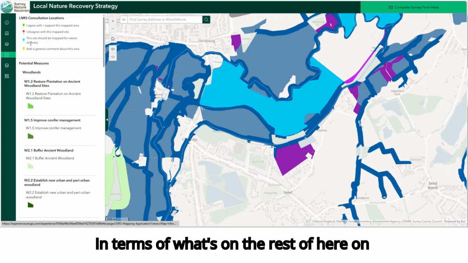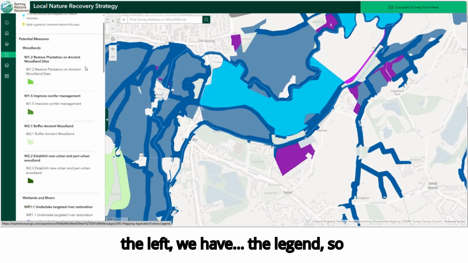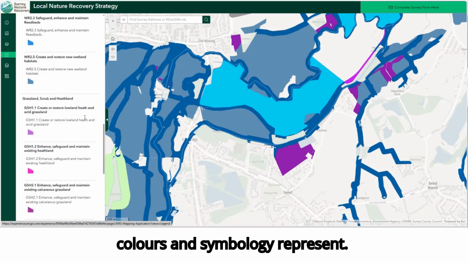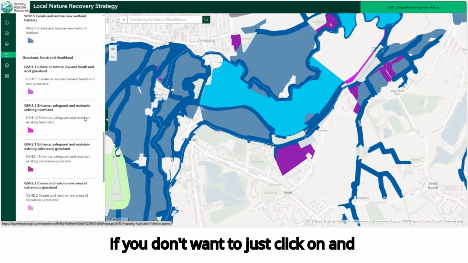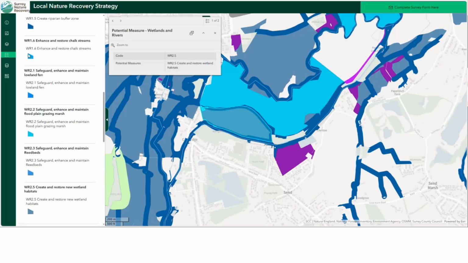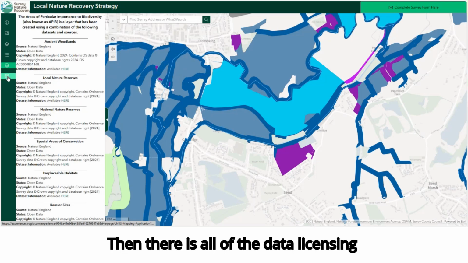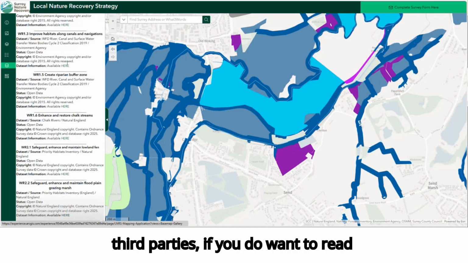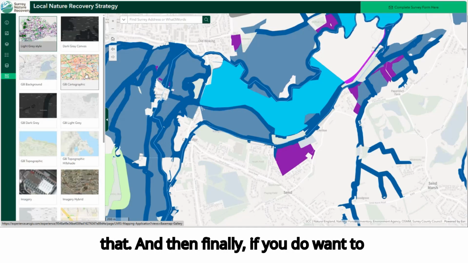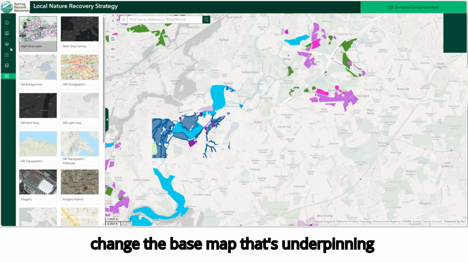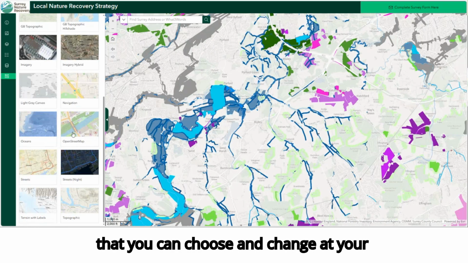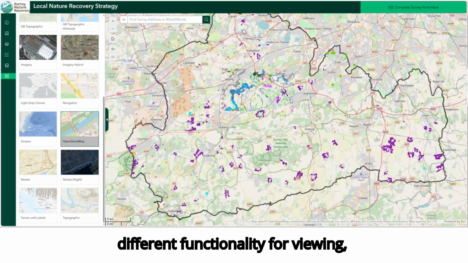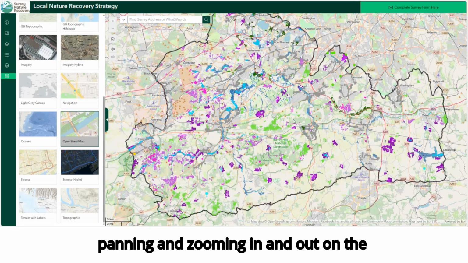In terms of what's on the rest of here on the left, we have the legend. So based on the layers that you have turned on, it will tell you what the different colors and symbology represent if you don't want to just click on and get that pop-up box. Then there is all of the data licensing information that sits underneath all of the data we've got here, which is from third parties, if you do want to read that. And then finally, if you do want to change the base map that's underpinning this, then there's multiple options here that you can choose and change at your will. And that is essentially all of the different functionality for viewing, panning, and zooming in and out on the map.